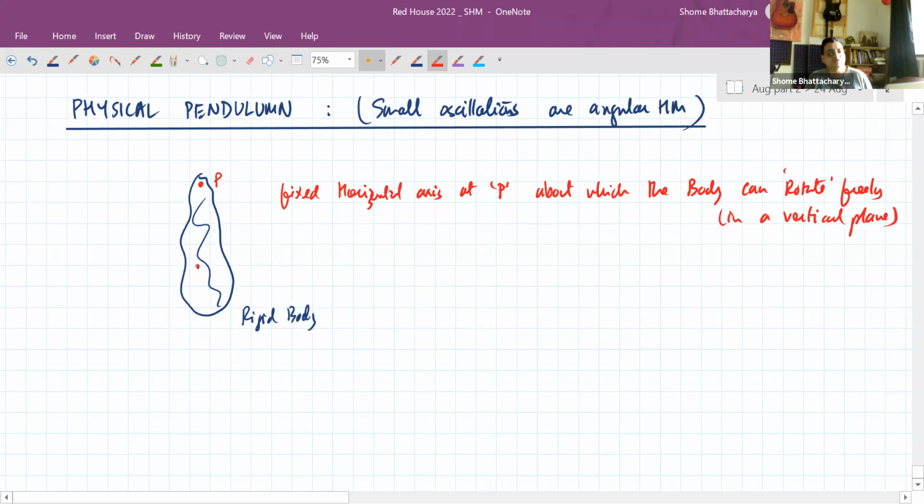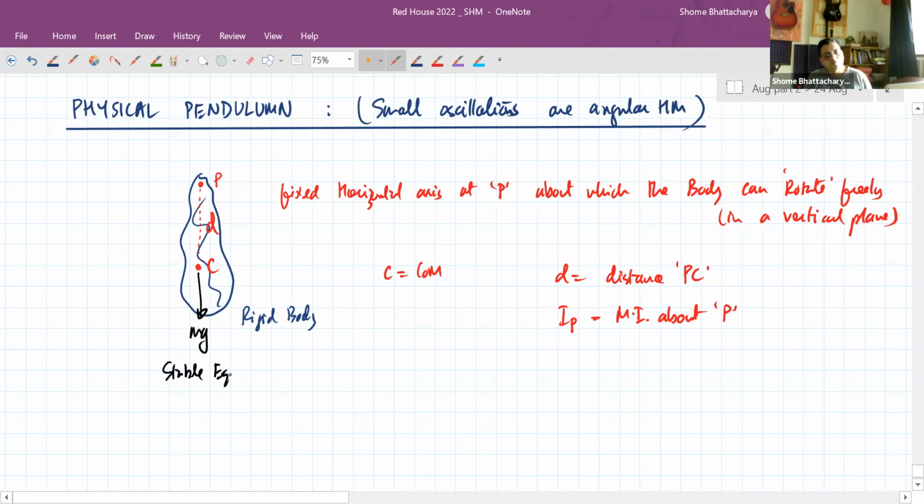And if this is the center of gravity or center of mass, then the distance of the center of mass point is d, and Ip is the moment of inertia about the axis at P. So these two things become important. When it is at this kind of vertical position, this is the stable equilibrium position, because torque is zero. So that is the mean position of SHM, or angular harmonic motion.